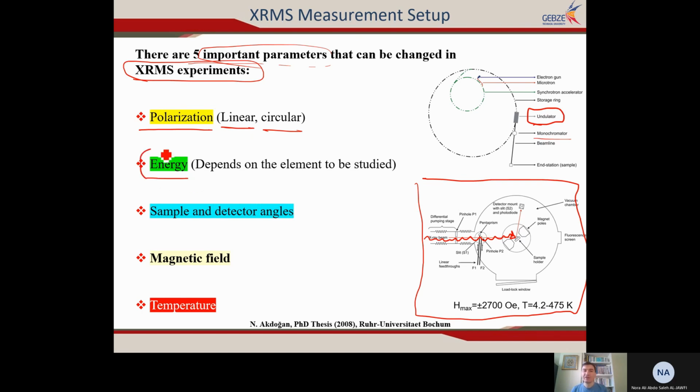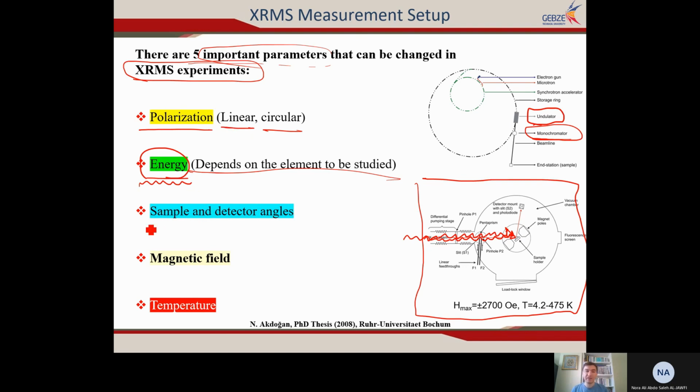And you can also change the energy of the incident photon. The incident photon is coming with some certain energy, and you can select the energy, you can scan the energy. So you can do this by using the monochromator in the beamline, okay? Energy is very important in XRMS experiments because depending on the element, you need a certain energy. Remember that the fluorescence X-rays are characteristic for each element in the periodic table. So they have certain energies. So then energy is very important in this type of experiments. I will go into detail.